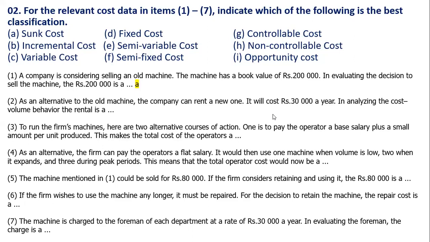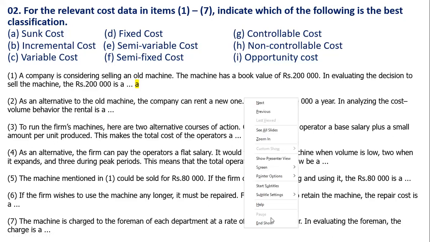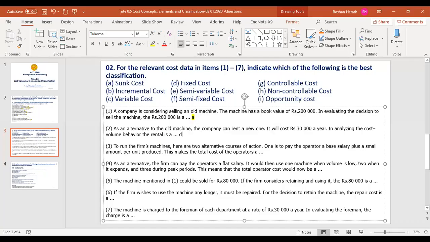Right. Good. So here the only thing that you need to focus the most is the cost volume behavior. If you are to classify the cost based on the cost behavior, you can have only four types of cost. If it is to do with the behavior, then it can be a variable cost, a fixed cost, a semi-variable cost or a semi-fixed cost. So you have to locate your answer within these four items, because the question specified that in analyzing the cost volume behavior, the rental is what? You know it's going to be the rent. So it's a fixed one. Based on the behavior, it's a fixed cost. Therefore the appropriate category is going to be B.